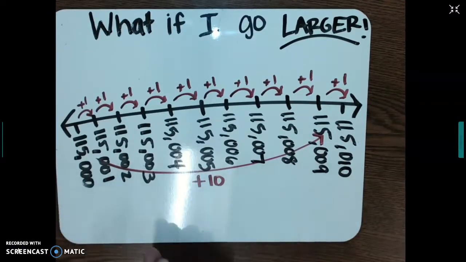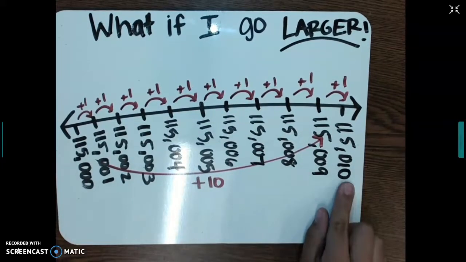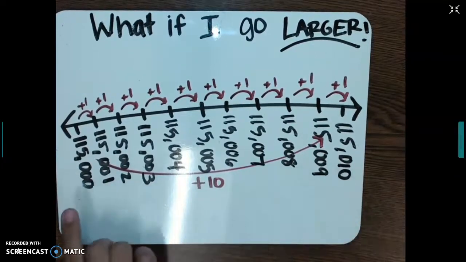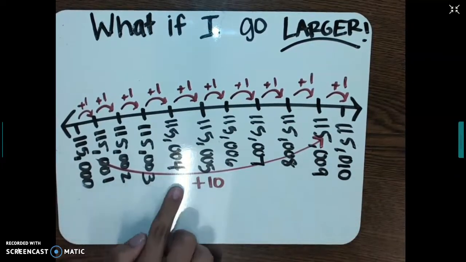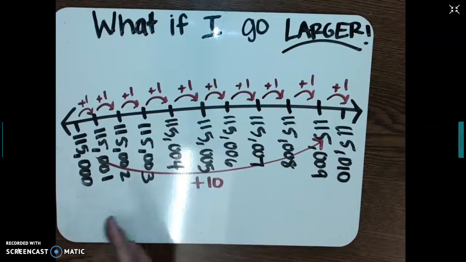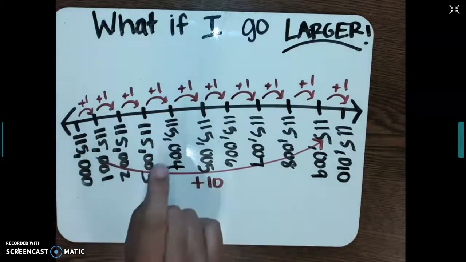So 115,000 all the way up to 115,010. What I suggest you do is practice saying these numbers out loud as you count to give you a better idea of what they sound like and how those jumps work when they're going up by 1.